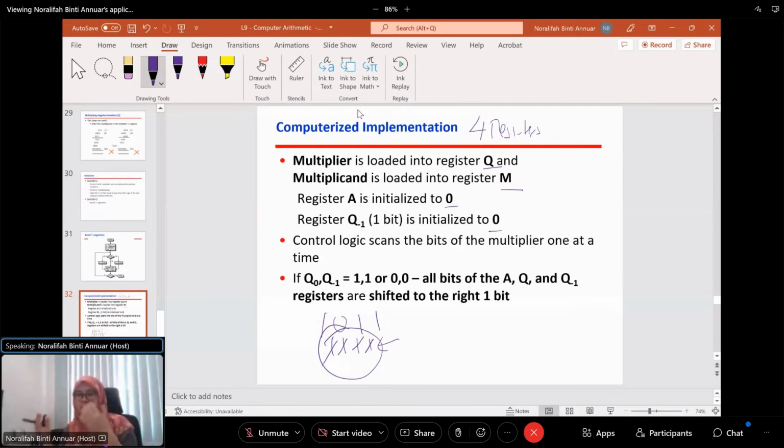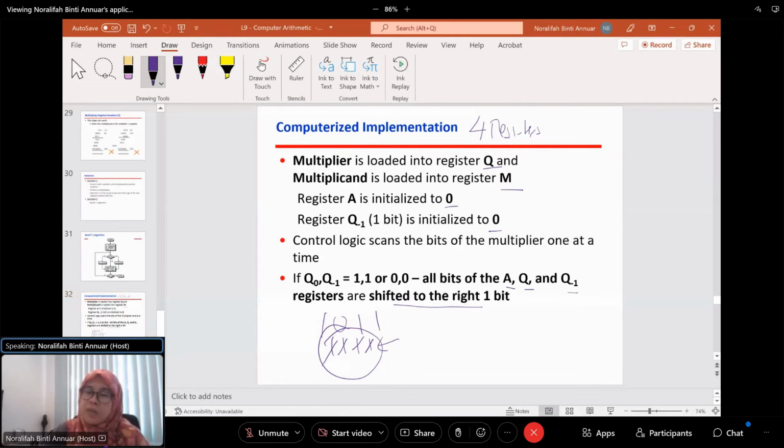If they meet this condition, the algorithm will do this, else it does that. It's like in an algorithm: if Q0 and Q1 equal 1, 1 or equal 0, 0, all bits of A, Q, and Q1 registers are shifted to the right 1 bit. What is Q0? Q0 is the bit position 0 of Q. This is Q, and the Q1 is what you initialized. So if the condition is 1, 1 or 0, 0, A, Q and Q1 will be shifted.